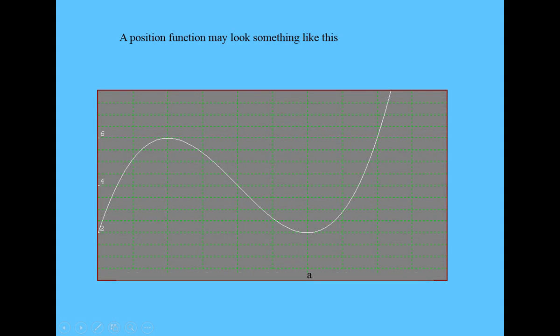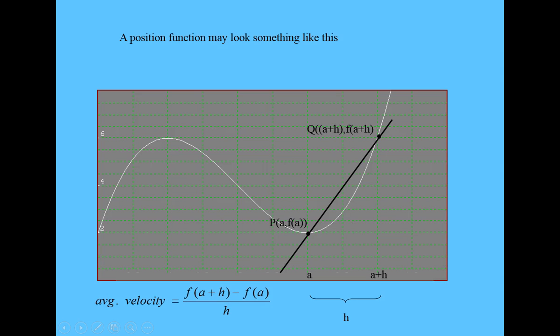If we had a position function that looked like this, here we have, using the second form of the difference quotient, calculating the slope of that secant line, we'd have f of a plus h minus f of a divided by h. And that's the exact same thing we found on the prior slide. This was our average velocity.